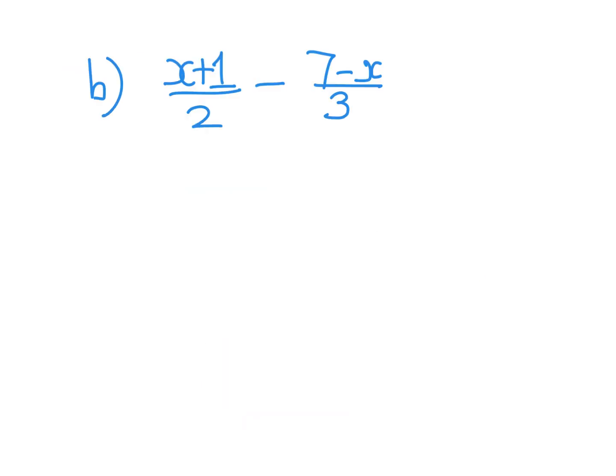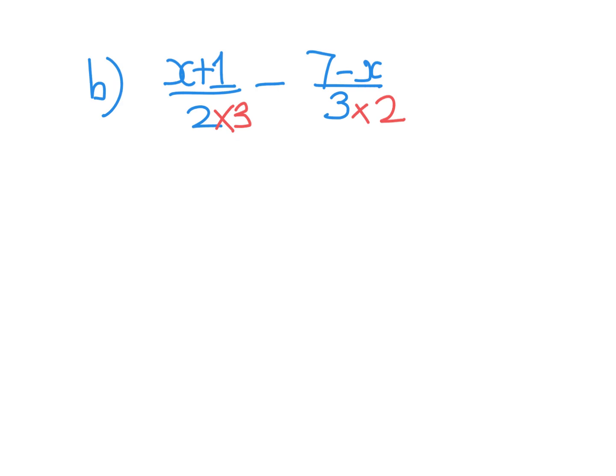So we're going to simplify this algebraic fraction. That basically means I'm going to give my answer as one fraction only. Whenever you're adding or subtracting, denominators need to be the same. So I'm going to multiply this denominator by 3 and this denominator by 2. That will make the denominator 6. 6 is the lowest common multiple of 2 and 3.